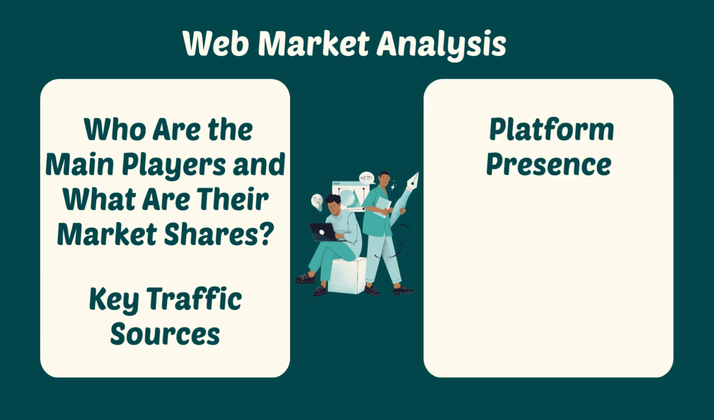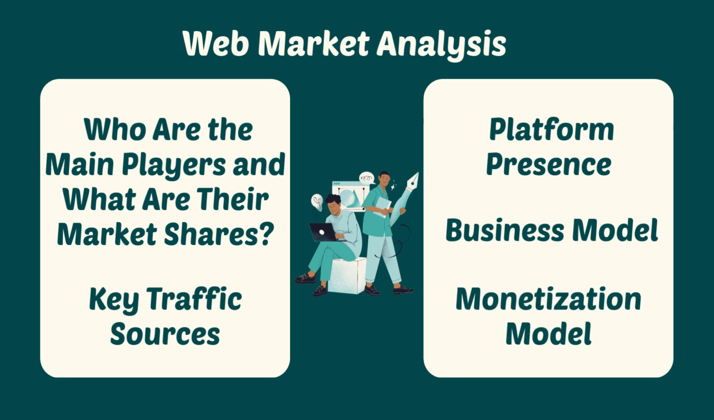Platform presence. Do competitors operate on multiple platforms? Web, mobile? Which platform came first? What pain points does each platform solve for the user? This can reveal how they prioritize UX and feature sets. Business model. What is their core business model? B2B, B2C, SaaS, marketplace, etc. This shapes everything from pricing to go-to-market strategy. Monetization model. How do they generate revenue? Examples: subscriptions, pay-per-use, in-app purchases, advertising, or a mix.